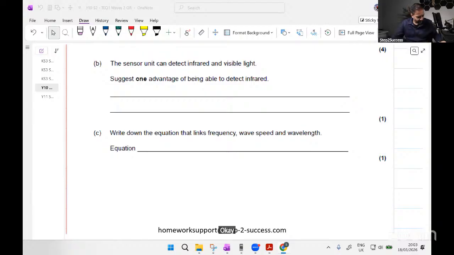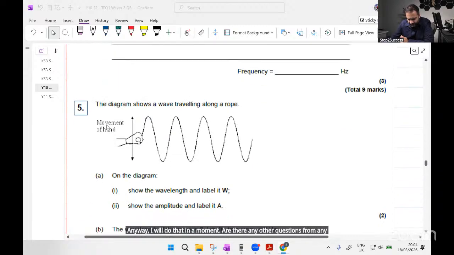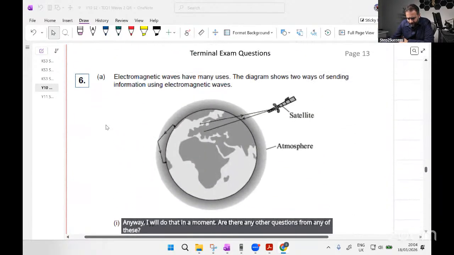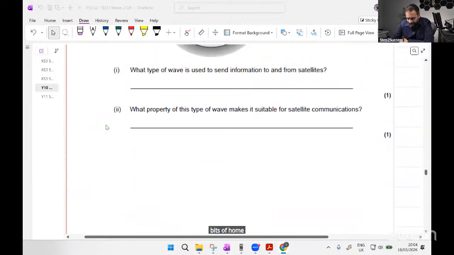Okay. What's the question in that one that you've sent me? Anyway, I will do that in a moment. Are there any other questions from any of these bits of homework? Let me have a look what else there is.